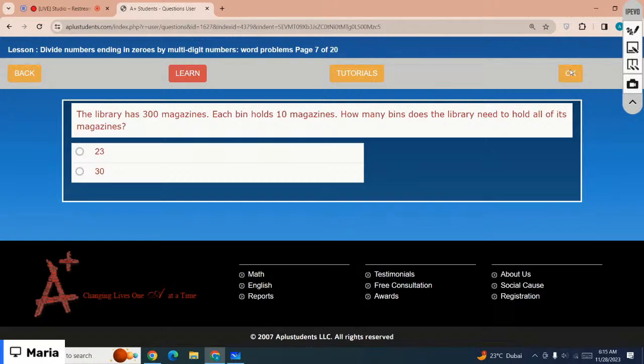The library has 300 magazines. Each bin holds 10 magazines. How many bins does the library need to hold all of its magazines?